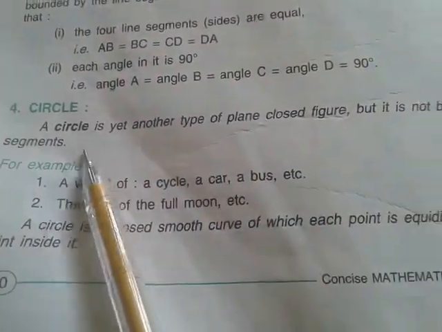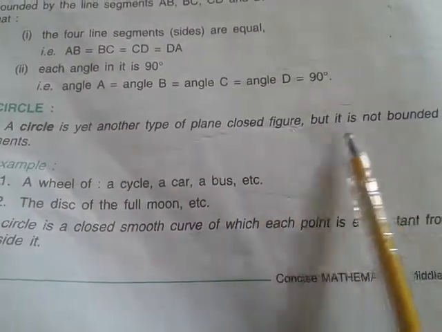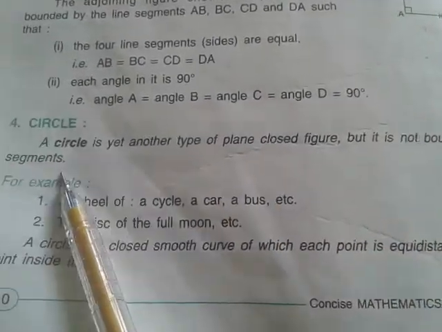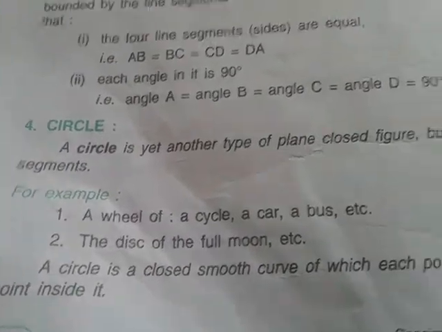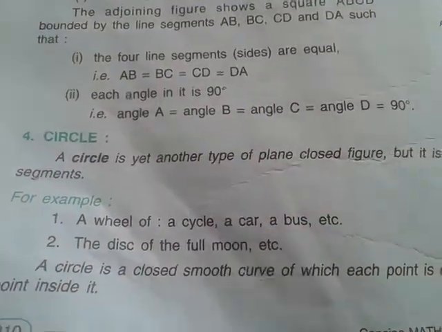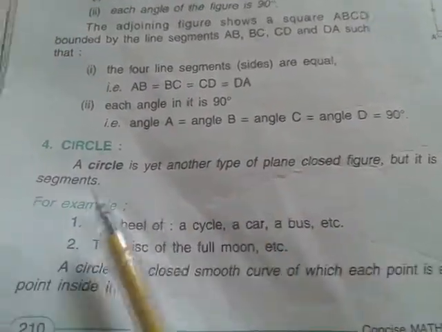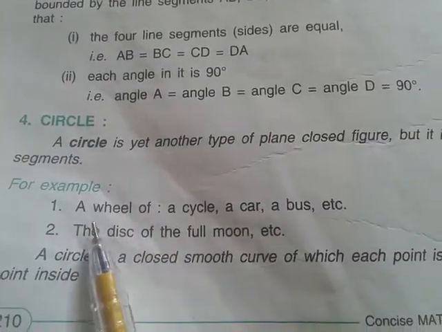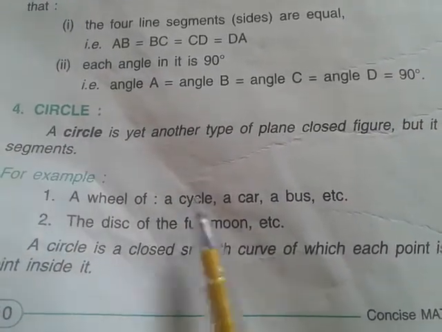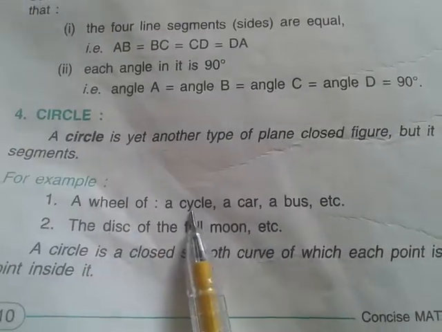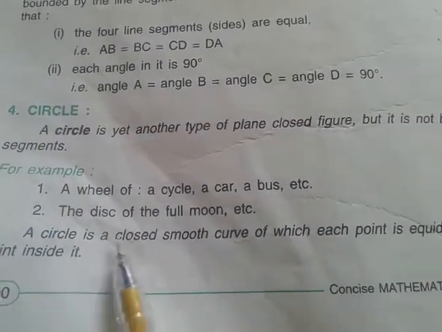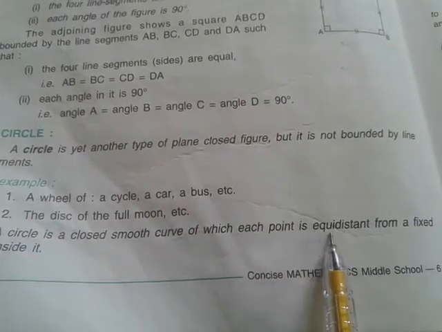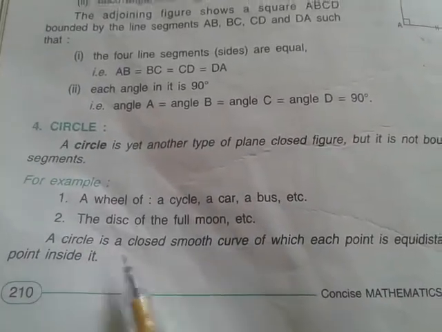Next is circle. A circle is yet another type of plain closed figure, but it is not bounded by line segments. A circle is a curvilinear figure. It's not a linear figure. So it is not bounded by line segments. For example, wheels of cycle, car, bus and the disk of the moon, etc. A circle is a closed smooth curve of which each point is equidistant from a fixed point inside it.